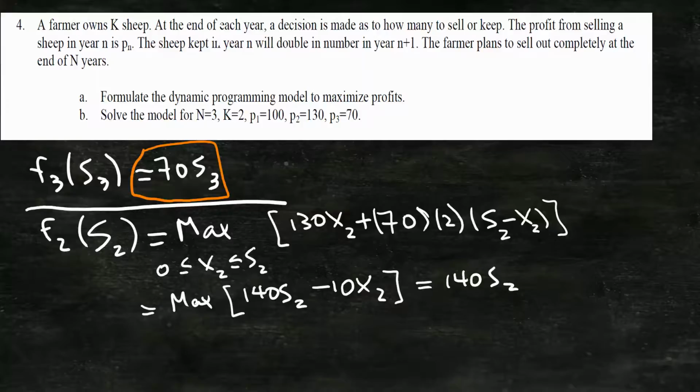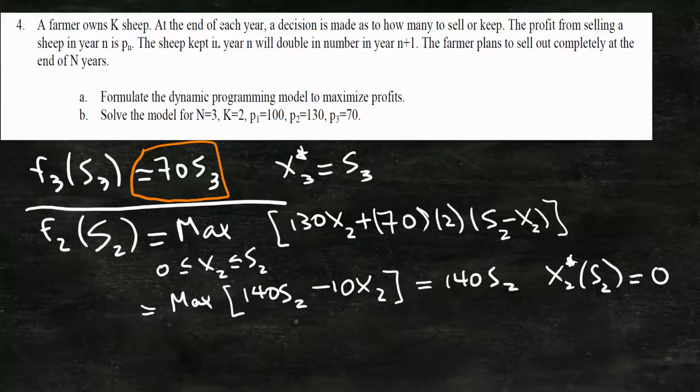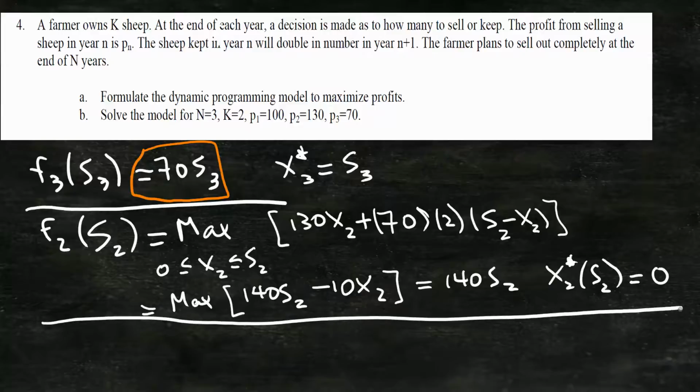And just like here, by the way, x3 optimal is equal to S3. You sell whatever you have. The same thing here: x2 optimal, if you have S2, will be 0. Don't sell any, because whatever you sell will reduce your profit. Okay, so we've done it now for that.